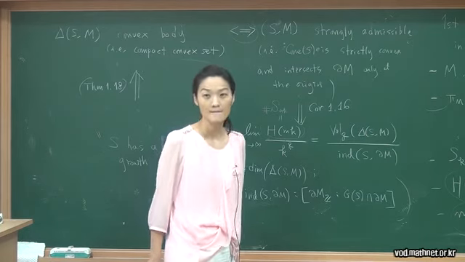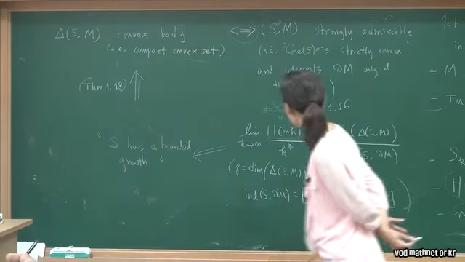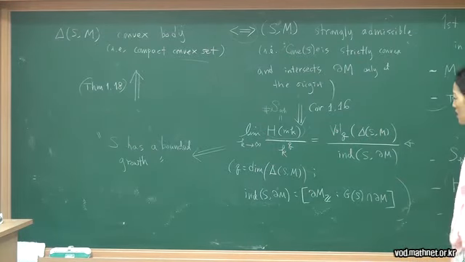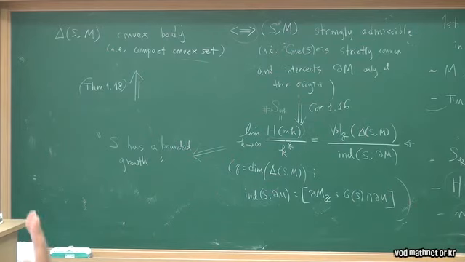If we have a function which satisfies this bounded growth, starting from H, then can you construct a semigroup S? Yes.